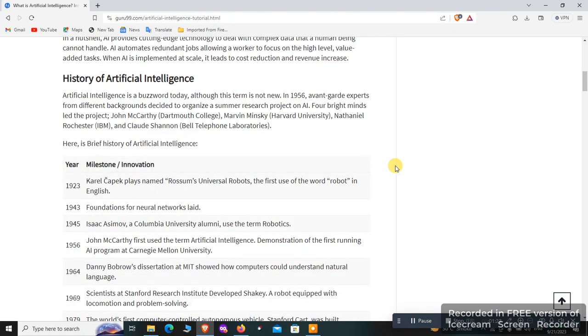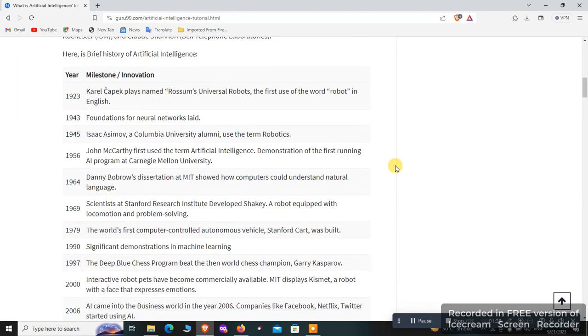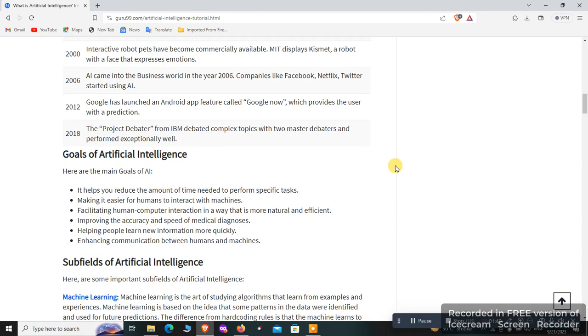History of artificial intelligence. Artificial intelligence is a boom today, although the term has been around for a long time. In 1956, a variety of great experts from a few different backgrounds decided to organize a summer research project on AI. Years of innovation: 1923, 1943, and so on.